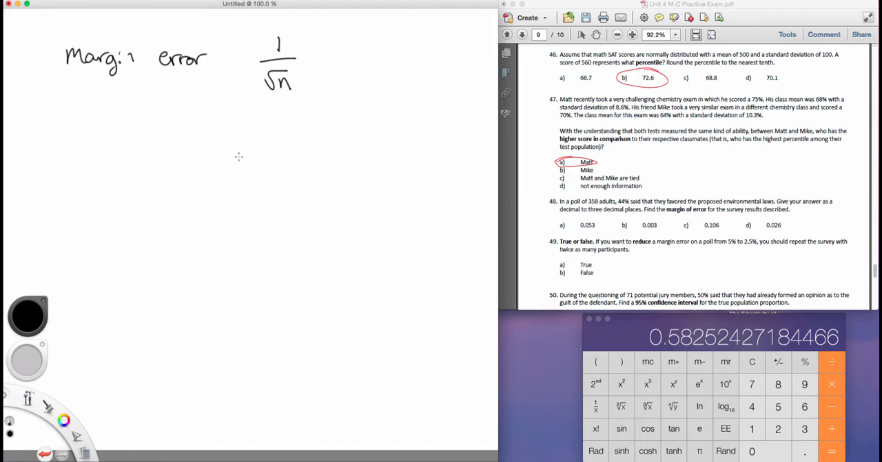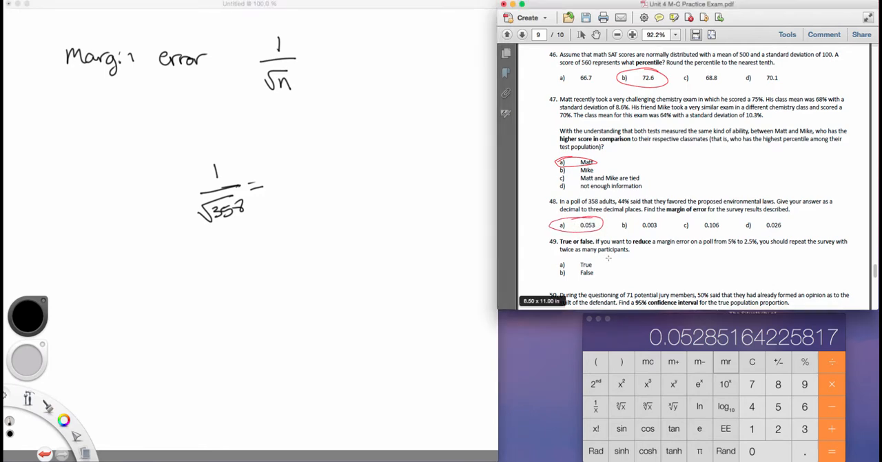And so here we go. This means we're going to be 95% confident. Our sample size is 358 adults. 1 divided by the square root of 358. So we'll come over here and take the square root of 358. Okay, and I'll save that value in my memory. 1 divided by that 18.9 will give us 0.0528, and we're going to go to the nearest 3 decimal places, which in this case rounds to 0.053.